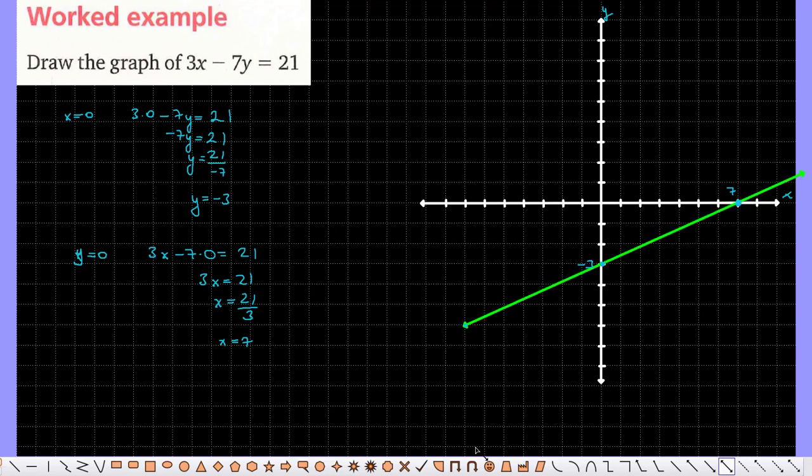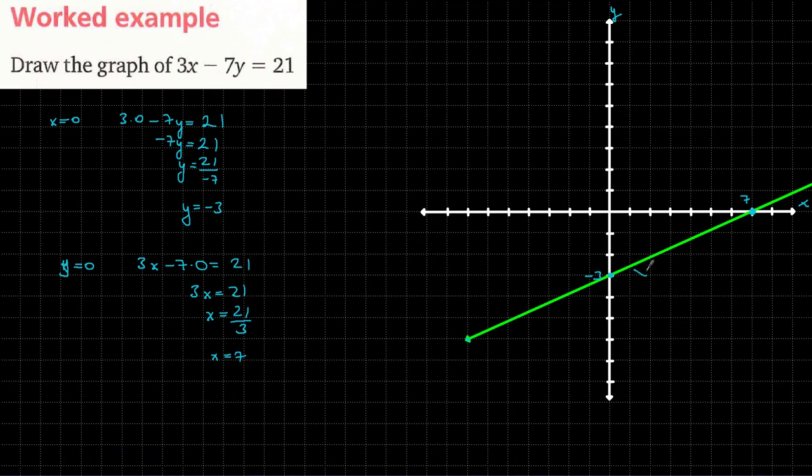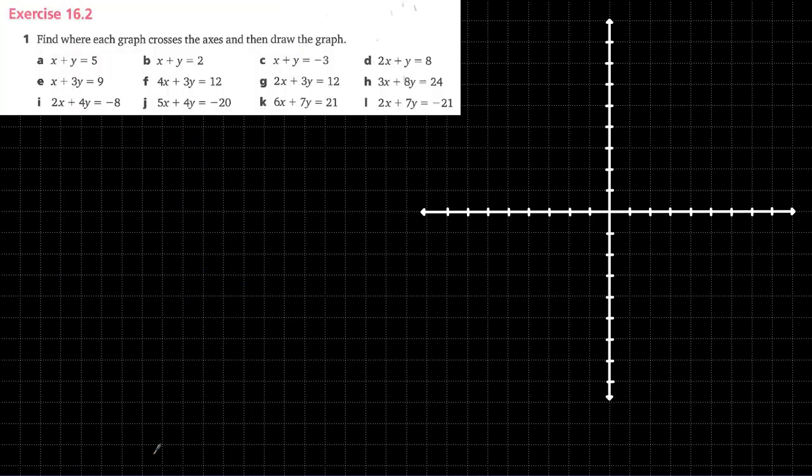This is the graph of the line and the name of the line is 3x minus 7y is equal to 21. Okay, here there are different exercises and we may continue with them, but I'm going to solve only G1 here to see how the solution is.